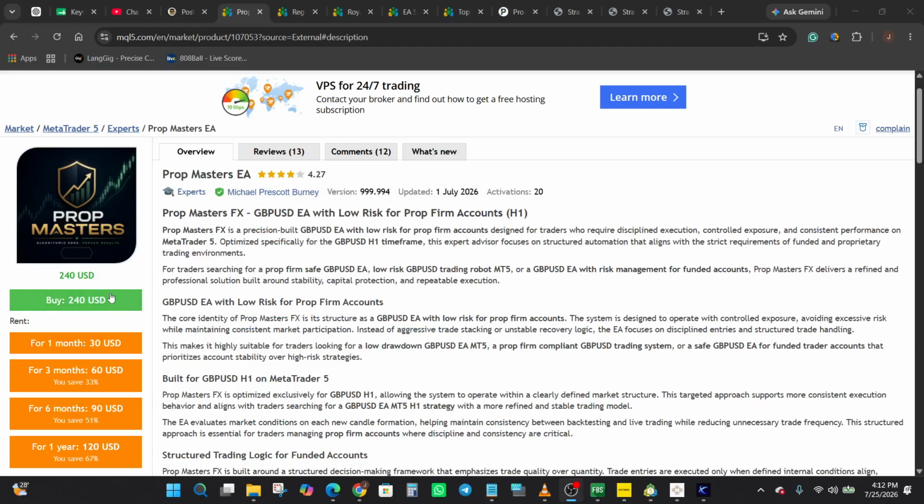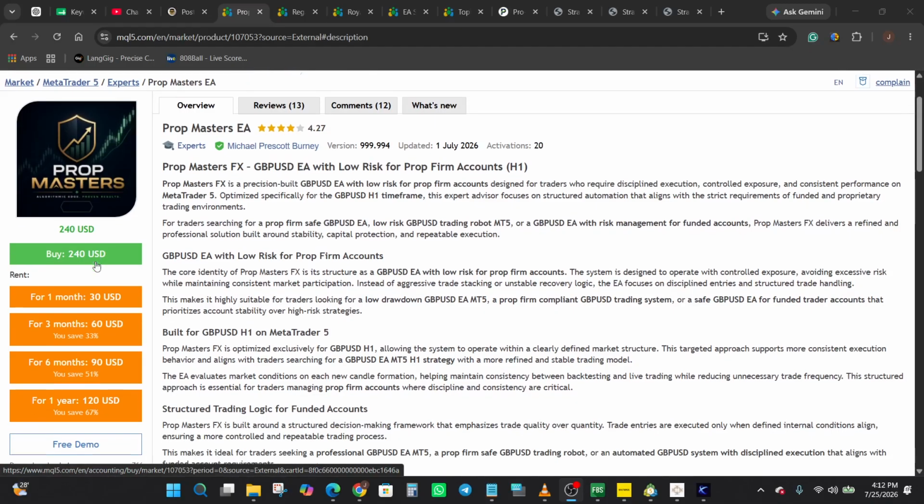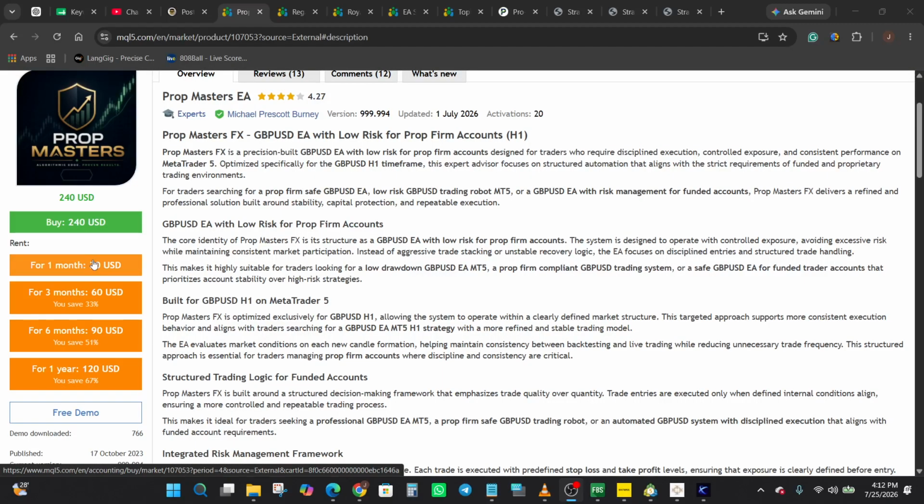It is priced at 240 US dollars for a lifetime purchase, but there are also flexible rental options available starting at 30 US dollars for 1 month, to 60 US dollars for 3 months, to 90 US dollars for 6 months, up to 120 US dollars for a full year.